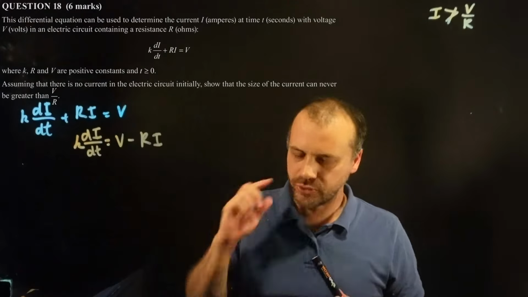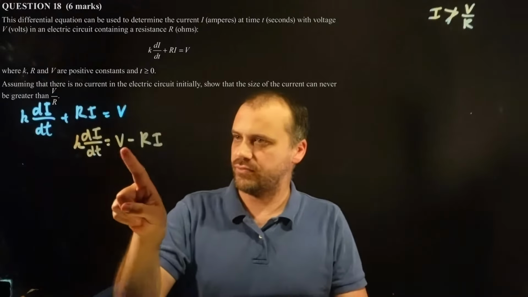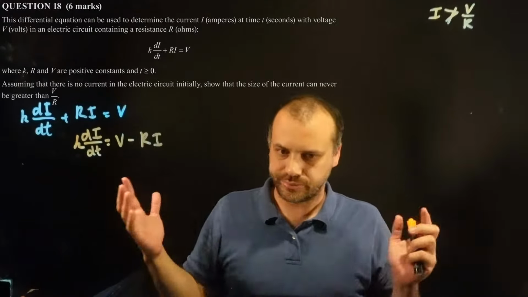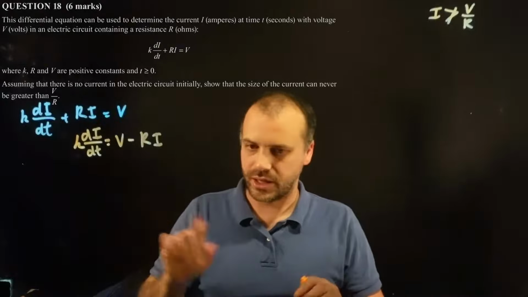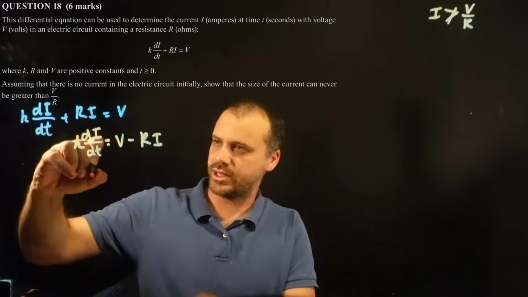Now you've got to be mindful with this question that there are numbers here, right? K, V, and R are all numbers. We don't know what the numbers are. They change, they're variables, but they're numbers. Okay, now this feels like a separation of variables style scenario here.